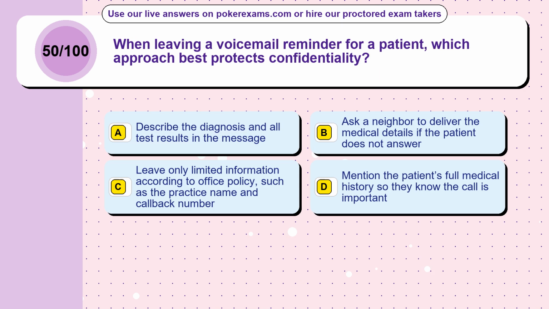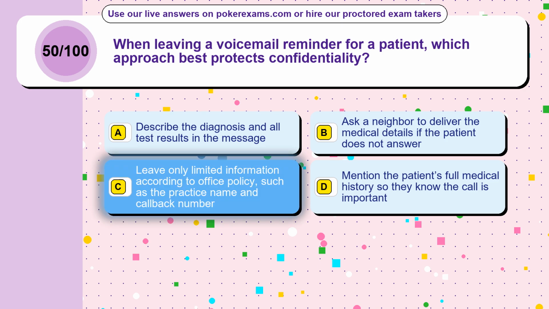Question 50. When leaving a voicemail reminder for a patient, which approach best protects confidentiality? Option A. Describe the diagnosis and all test results in the message. Option B. Ask a neighbor to deliver the medical details if the patient does not answer. Option C. Leave only limited information according to office policy, such as the practice name and callback number. Option D. Mention the patient's full medical history so they know the call is important.